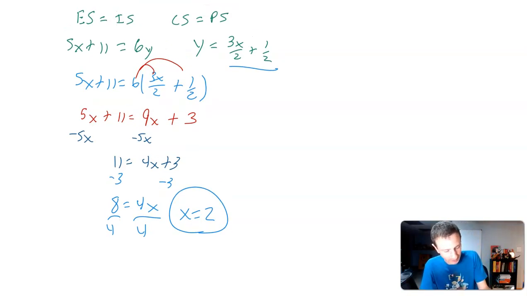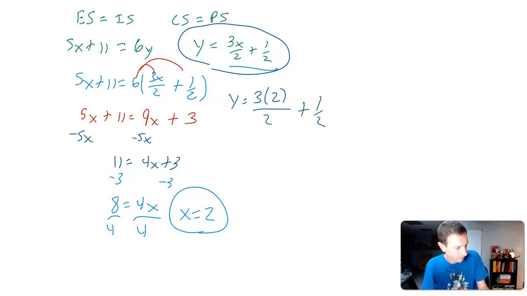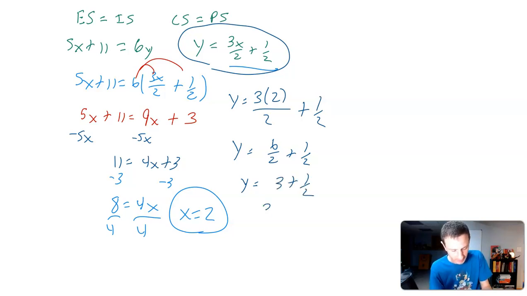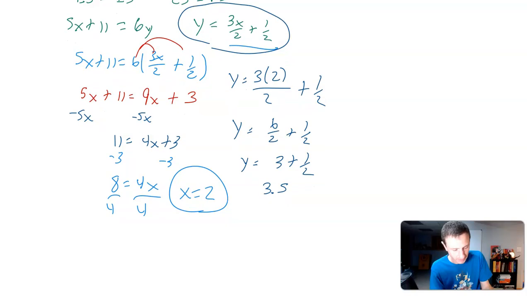I'm going to substitute it back into here. So y equals 3 times that x value of 2, divided by 2, plus 1/2. So y equals 3 times 2 is 6, divided by 2, plus 1/2. 6 over 2 is 3. 3 plus 1/2 is going to be 3.5. So that means our x value is 2 and our y value is 3.5.